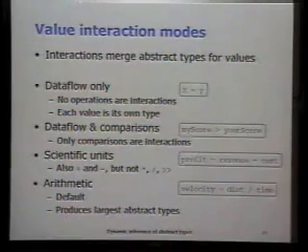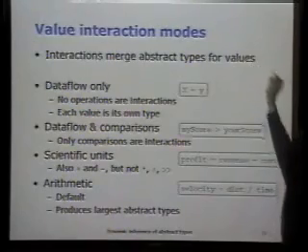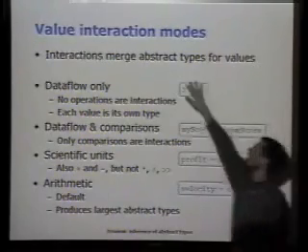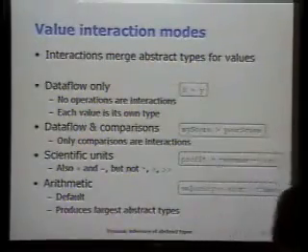So what kind of modes do you want for value interactions? Remember, what I said was interactions merge abstract types. And what kind of abstract types do we want? One possibility is that we want them to encode all sorts of information about dimensions and units. Another possibility is that we choose to put those things together. So we had one big clump for physical quantities, or one big clump for concurrency-related quantities.